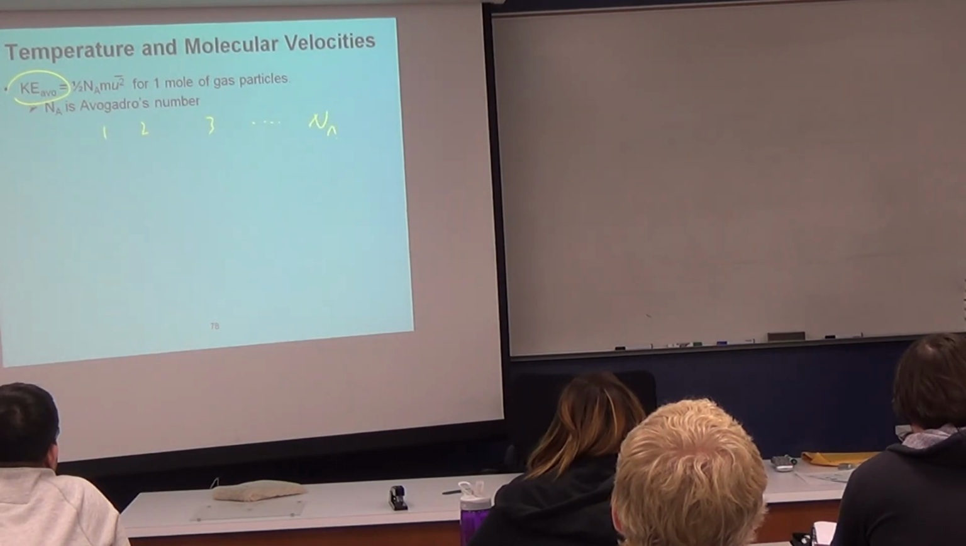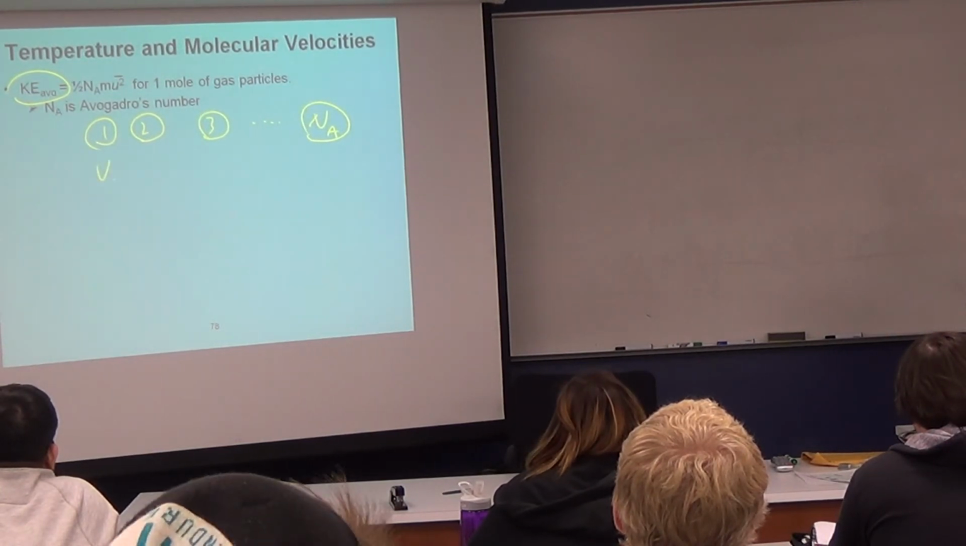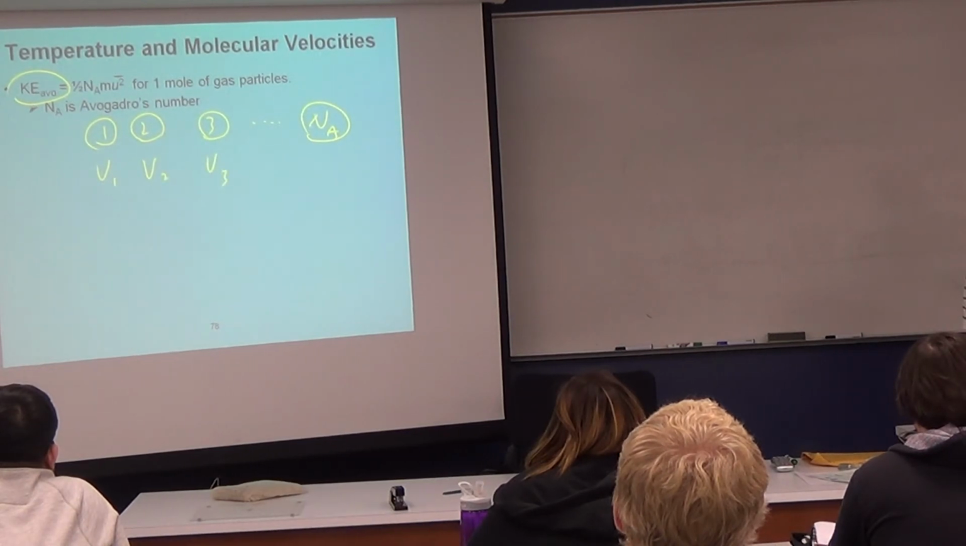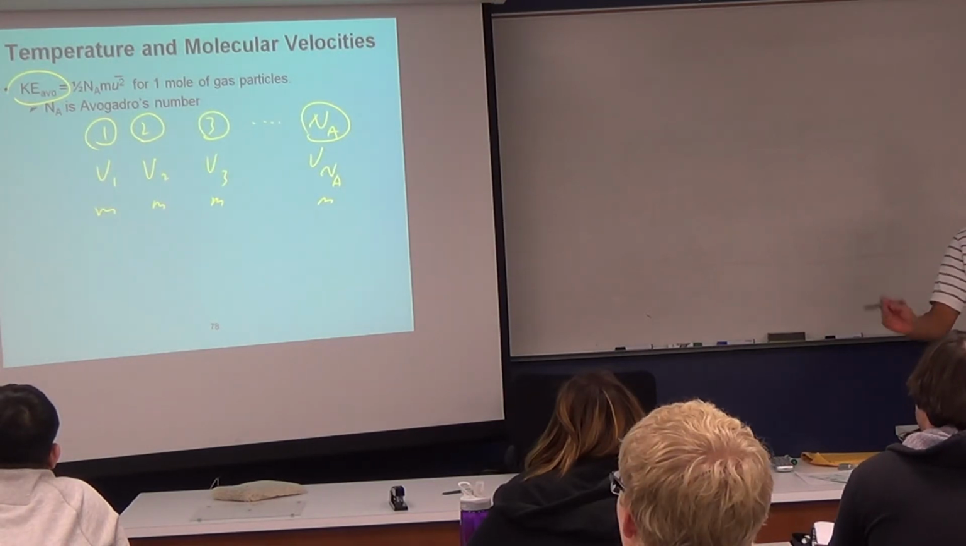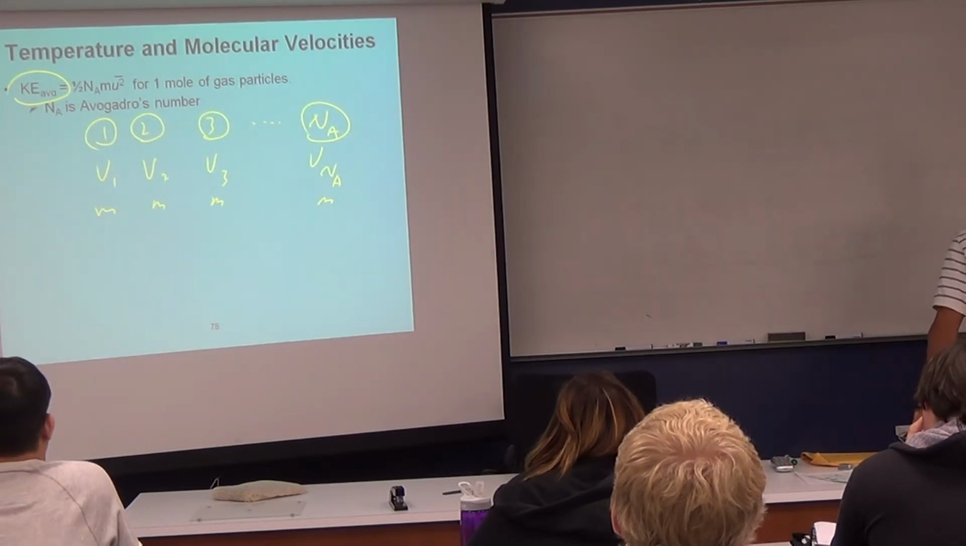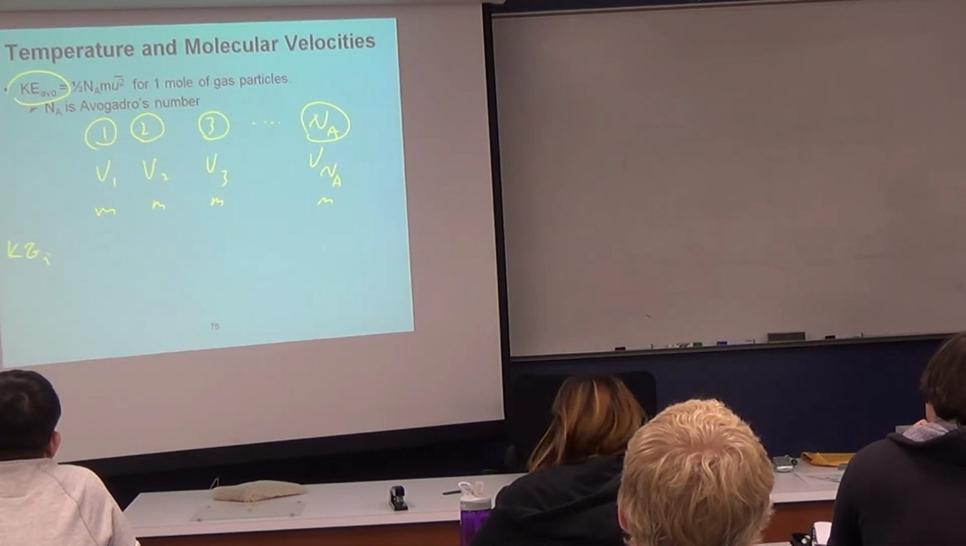And here we get that Avogadro number, right? So this is one atom, or maybe one molecule. Each of them has a KE, each of them has a speed. You call this V1, this V2, this V3, this Vn, up to V_NA. Each of them has their own speed, and all of them have the same mass. If you talk about one particular kind of atom, maybe helium, maybe argon, they all have the same mass, but they have different speeds according to the Boltzmann distribution. So now, what is the KE for this one?